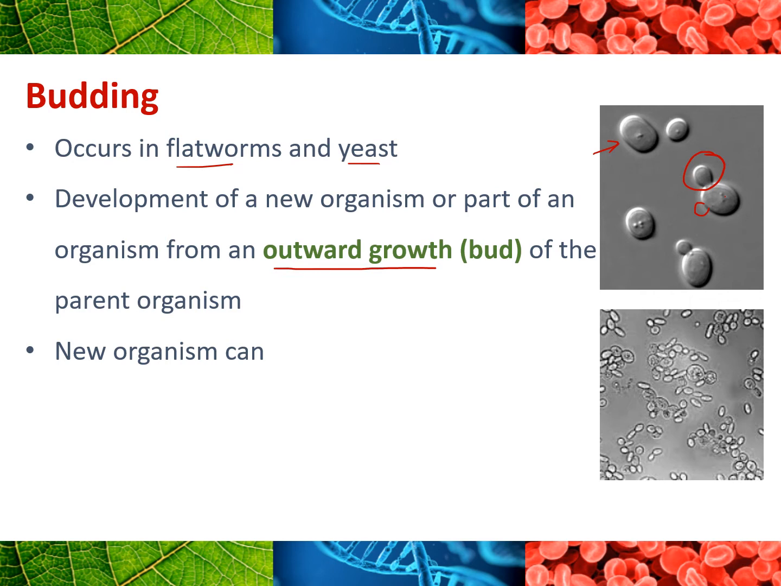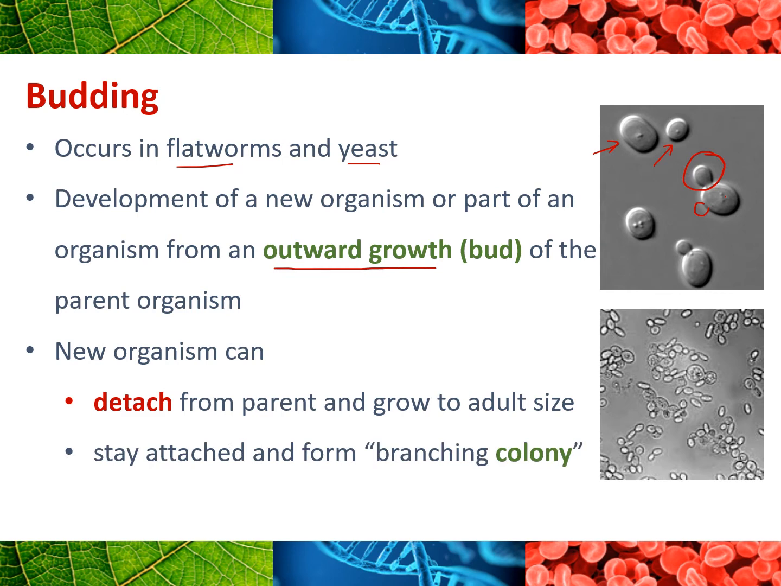But there's 2 things that can happen when that bud grows. The first thing is that it will detach like that. So the bud detaches and then it will grow to its full size. Or quite often what happens is those buds will stay attached to the parent and then they'll create their own buds and we end up getting colonies. So a colony is just a big group. We talk about bacteria forming colonies, but also yeast will form colonies if the buds stay attached. Also, there are questions on this, but it's going to be after we've looked at all 4 because you're going to be comparing the 4 different types.